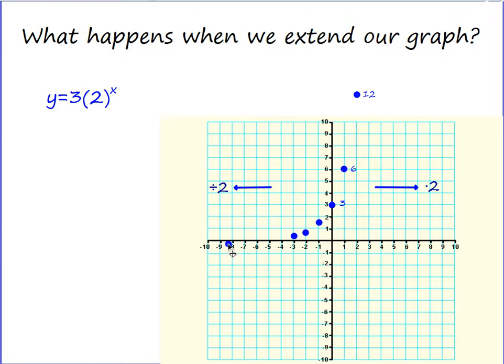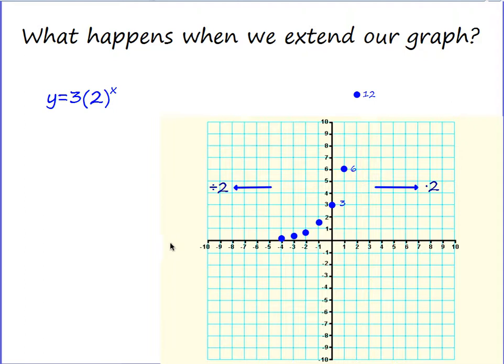Then I get 0.1875, which would be even closer to the x-axis. And the day before that, I'd get 0.09375. So I'm going to continue. As I divide these numbers by 2, I'm going to continue to get closer and closer and closer to the x-axis because our numbers are going to get very, very, very small.